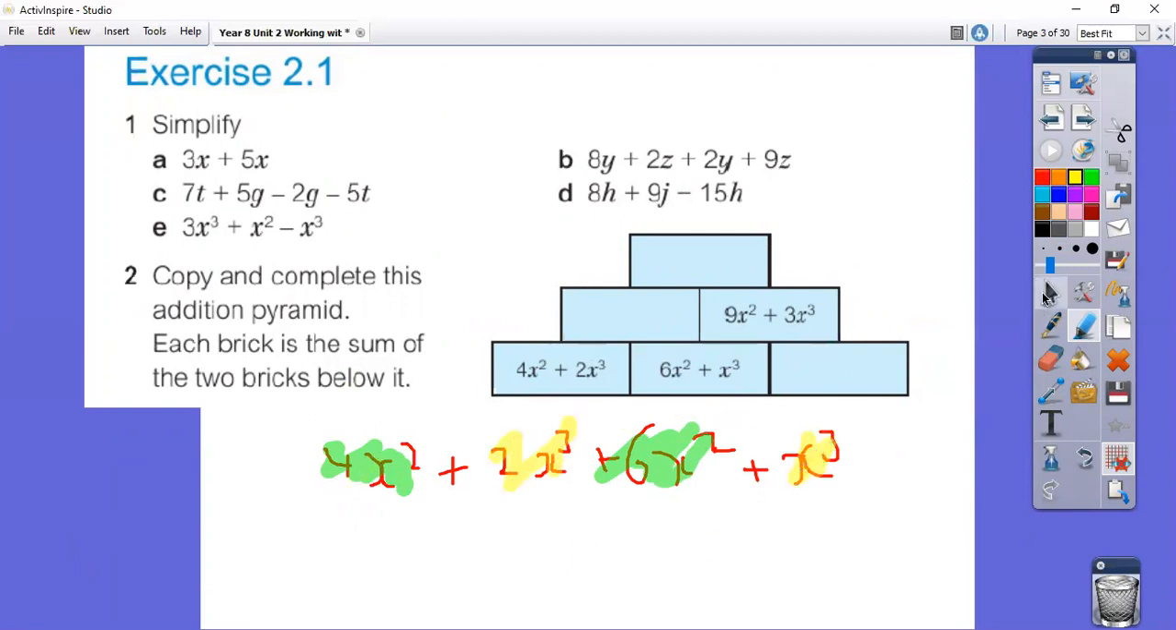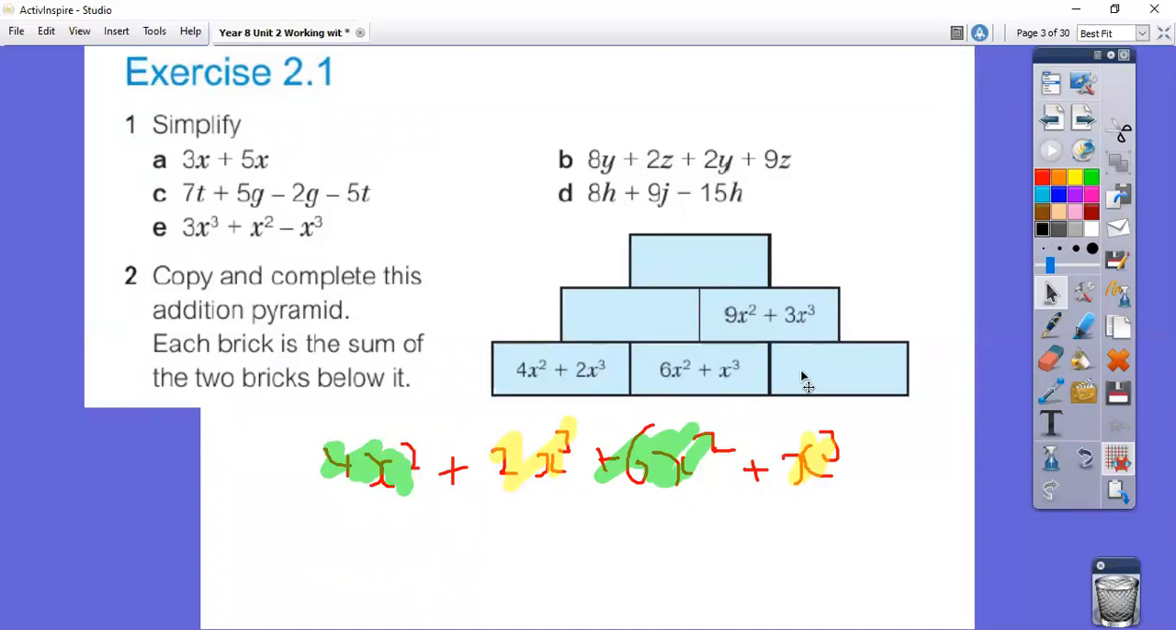So 4x squared plus 6x squared is 10x squared. So we've got 10x squared. 2x cubed plus x cubed is 3x cubed. So it's going to be 10x squared plus 3x cubed. Cubed, remember, is x to the power 3.